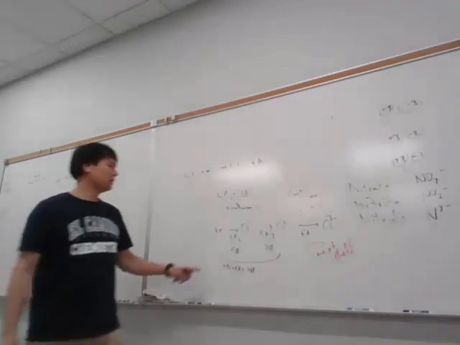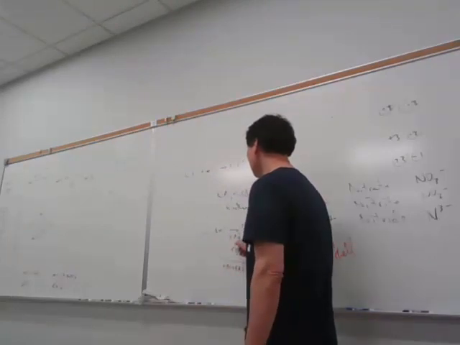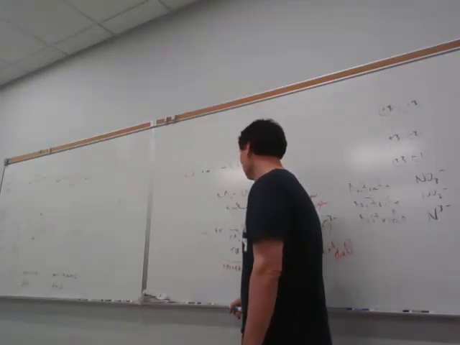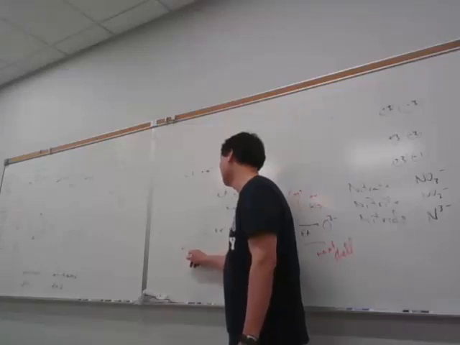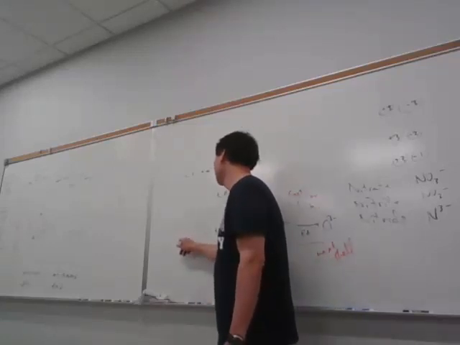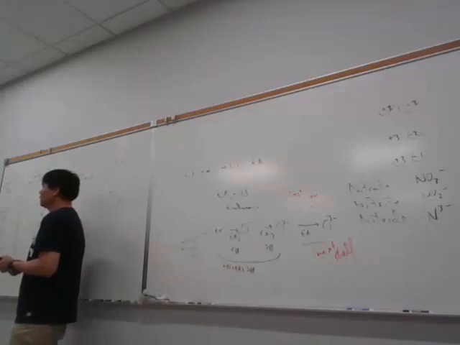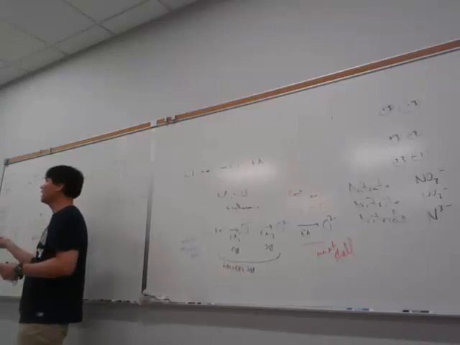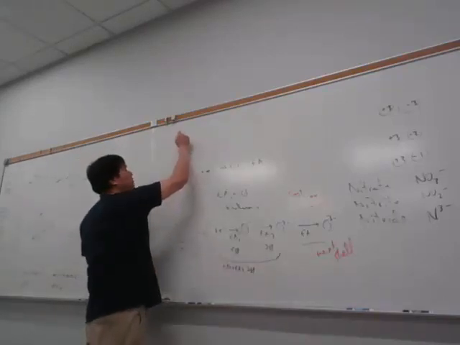And so I said that the EA1 is less than 0. Here, I have to put a little asterisk, because EA1 is less than 0 for all the elements except for the noble gases. The noble gases don't want to lose and they don't want to gain. The element that wants the electrons the most is the smallest one on the right side. This is going to be fluorine.